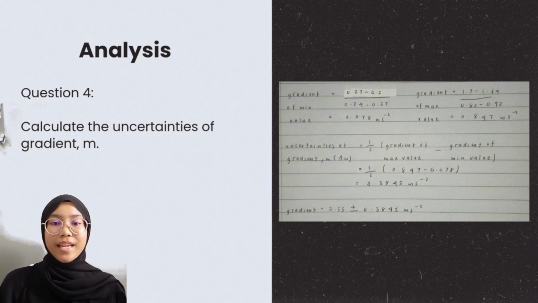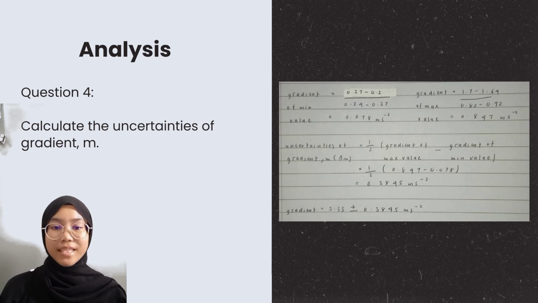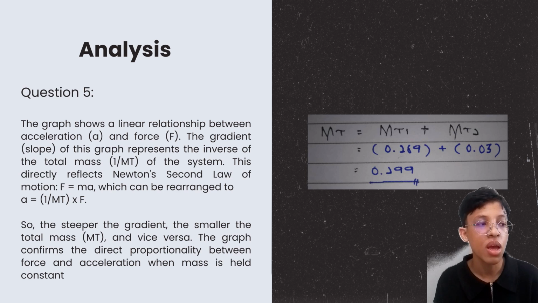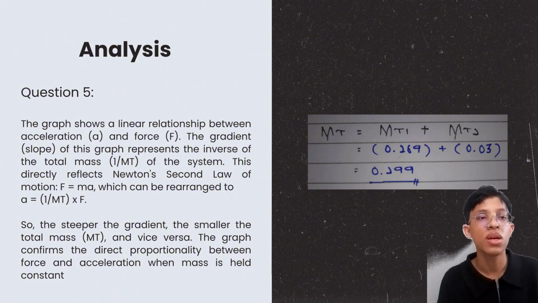Analysis 4. The uncertainty of gradient m is 3.33 plus minus 0.3845 meter per second squared. For analysis number 5, briefly explain the relationship between the gradient from the graph and the total mass mT equal to mT1 plus mT2. So the graph shows a linear relationship between acceleration and force. The gradient of this graph represents the inverse of the total mass of the system. This directly reflects Newton's second law of motion.